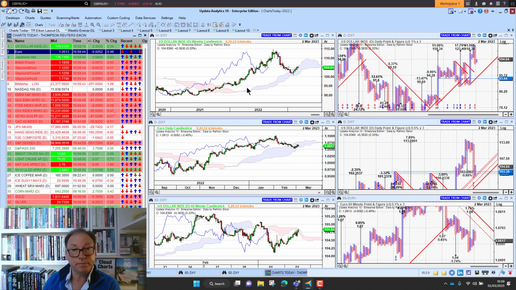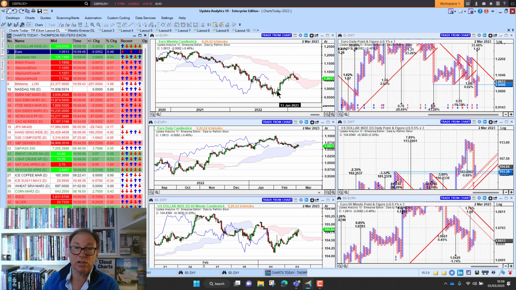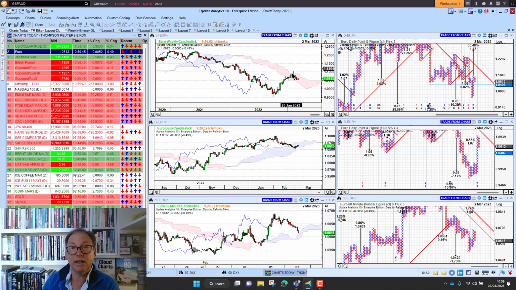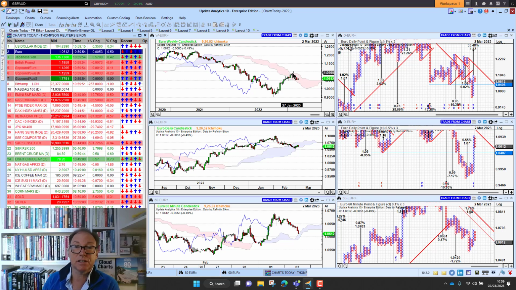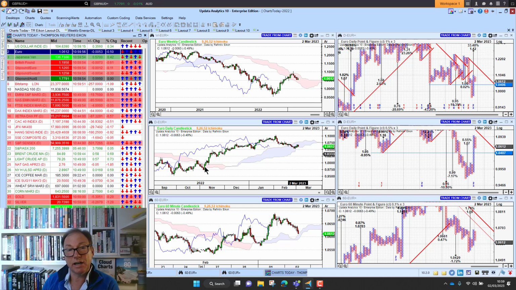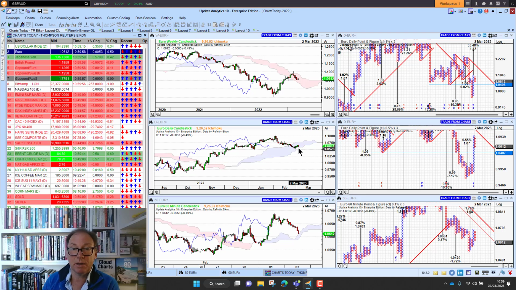So the euro is looking a little bit weaker against that stronger dollar. It recovered to hit cloud resistance. So what was cloud support for the dollar index is cloud resistance for the euro dollar. And we're still bullish in the medium term, coming back to test the cloud.